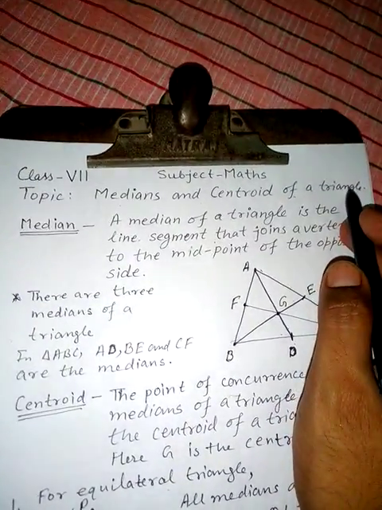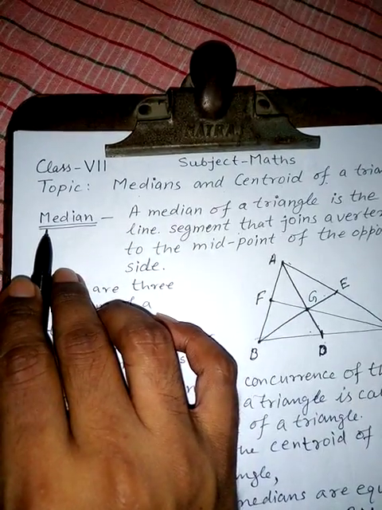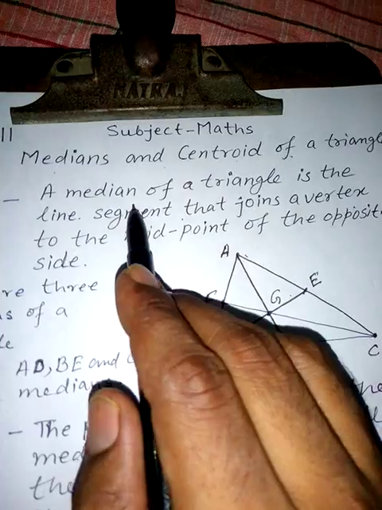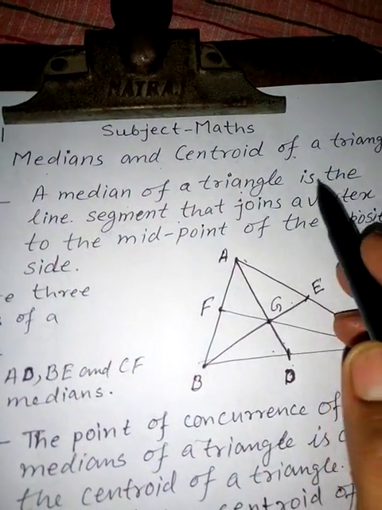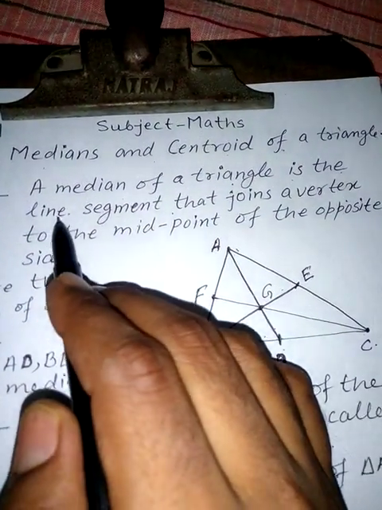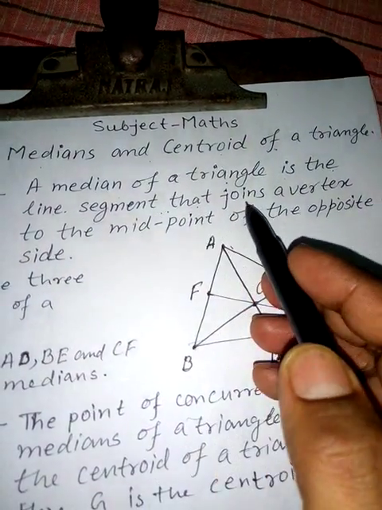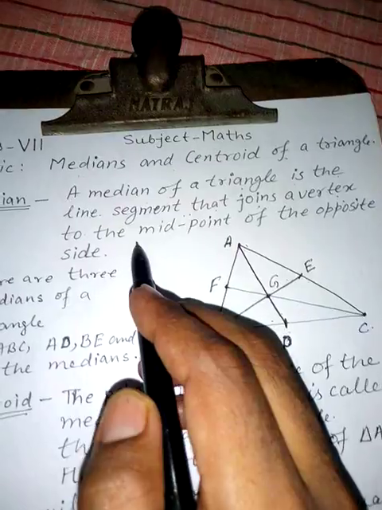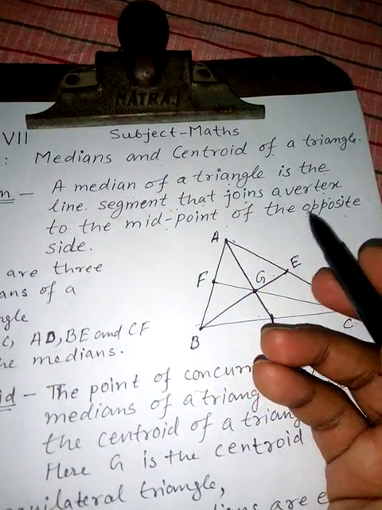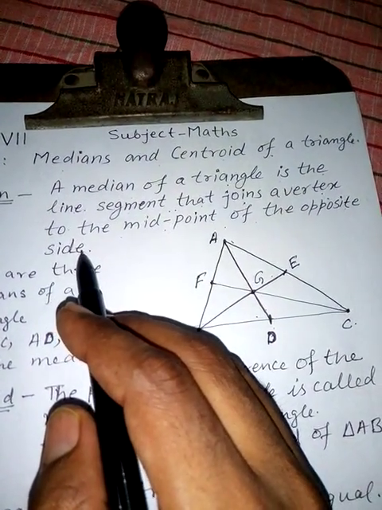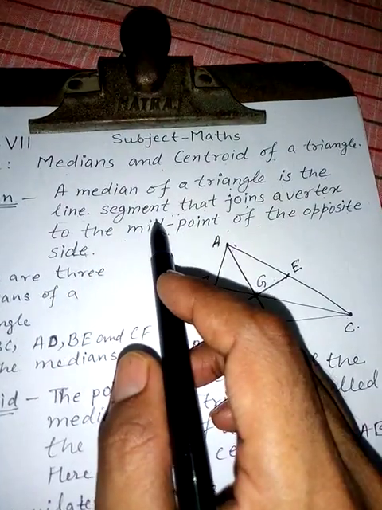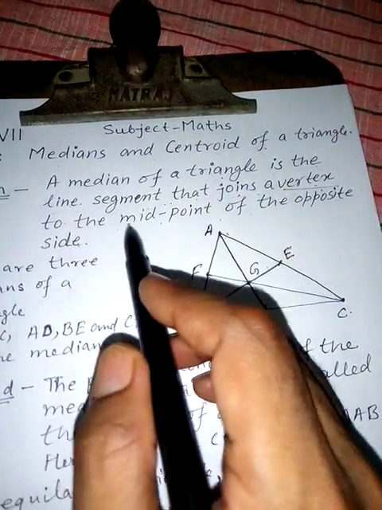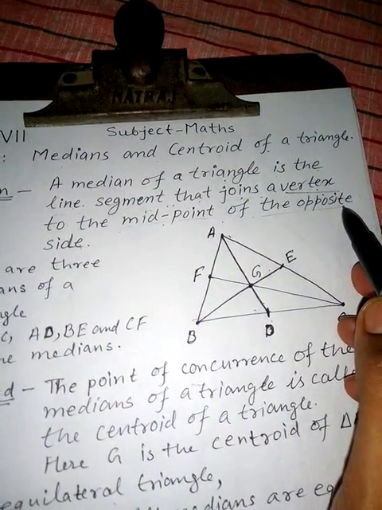First of all, we have to understand the term median. What is median? A median of a triangle is the line segment that joins a vertex to the midpoint of the opposite side. Here the words are the line segment, join, vertex, and the midpoint of the opposite side.